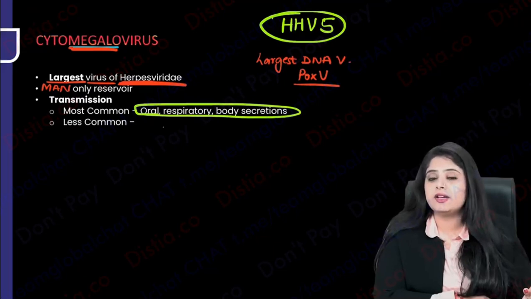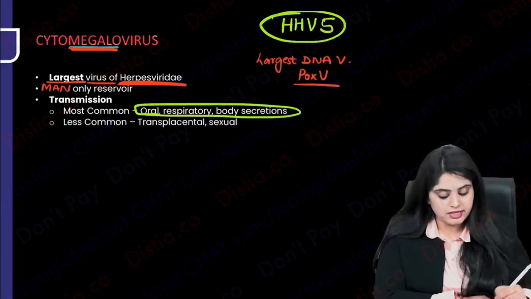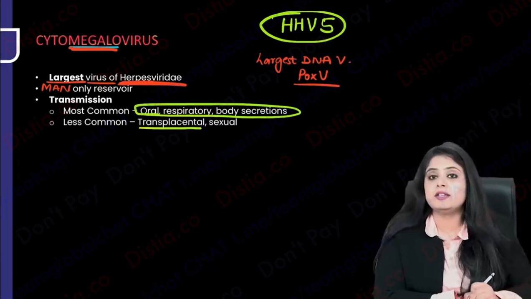But can cytomegalovirus also go in blood transfusions and from mother to child? Yes, it is possible. It can go transplacentally, from mother to child. It can go in blood transfusions and by sexual routes. Very much possible.